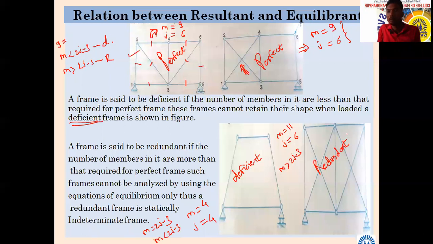So for the perfect frame, what is happening? Or to whom should we call it a perfect frame? Is it that the number of members is equal to the number of joints? Or in technical words we can say.